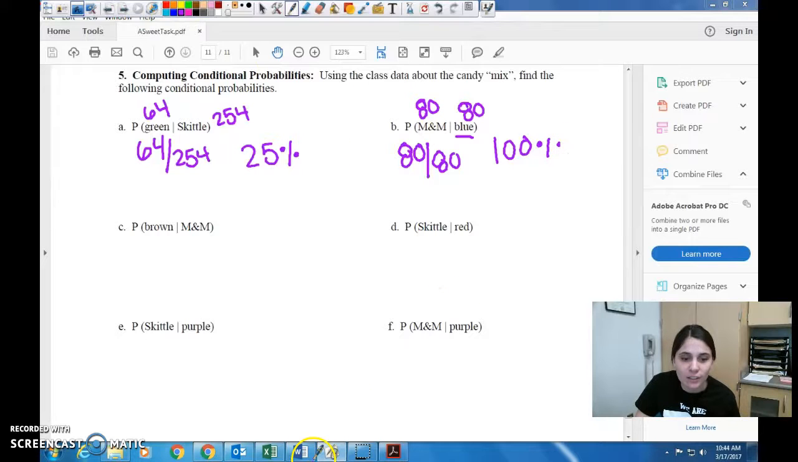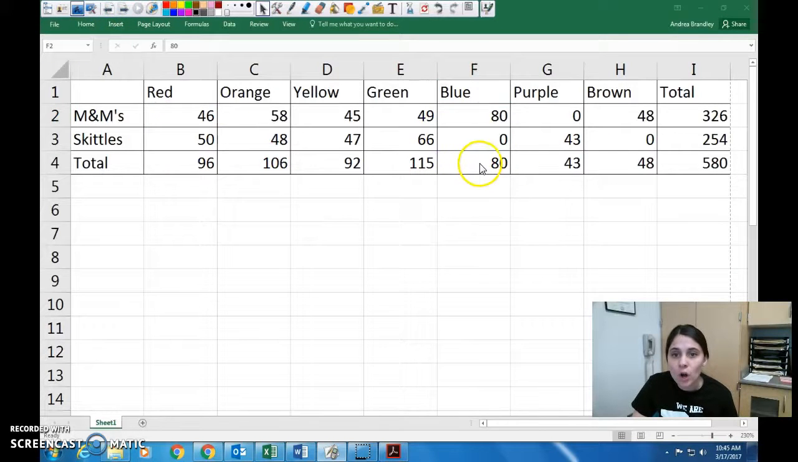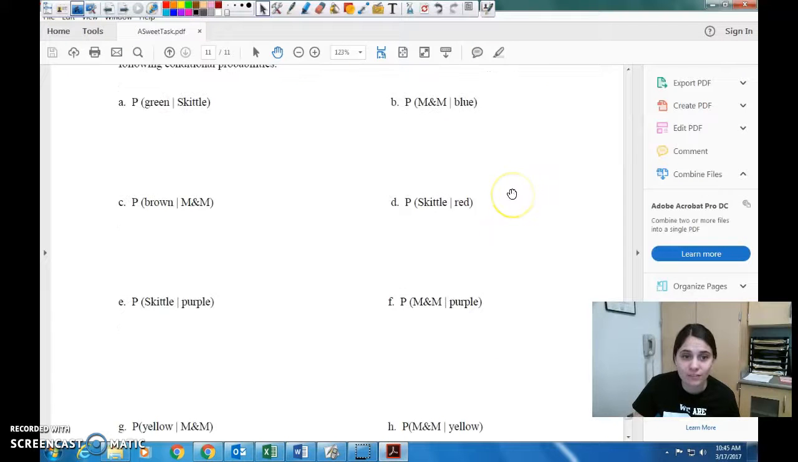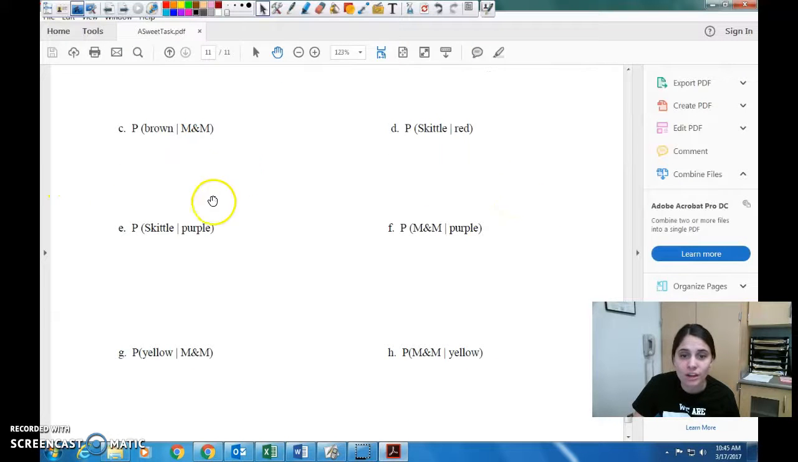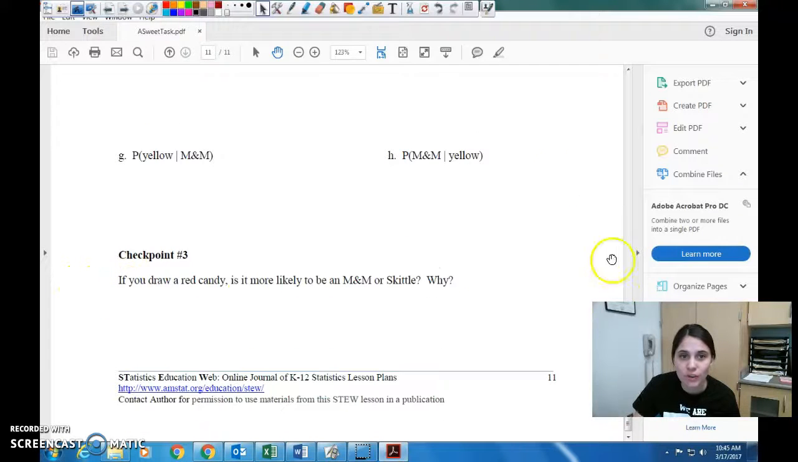Because if we go back and look at this table one more time, and I'll erase this, if we know that it's blue, it has to be an M&M because there's no blue Skittles. So if we know that it's blue, we also know it has to be an M&M. So there's a 100% chance that it's an M&M if it is blue. So I'm going to let you try the rest of these. So try finding the rest of these given probabilities, and then answer this final question.